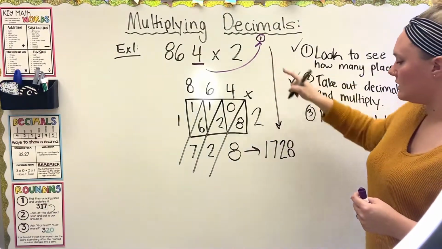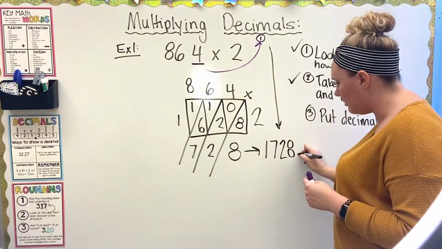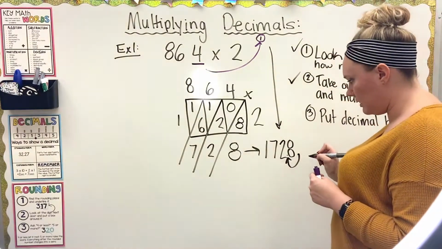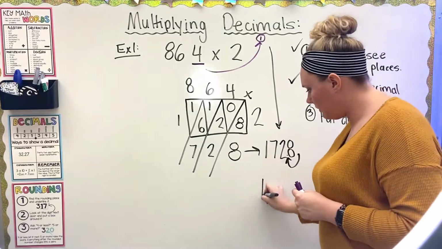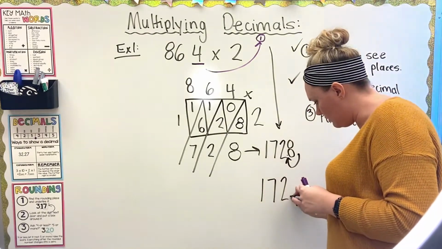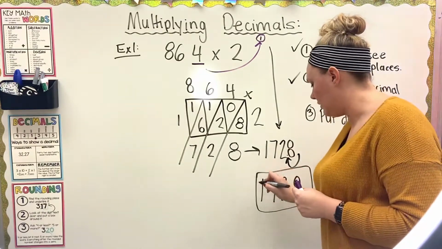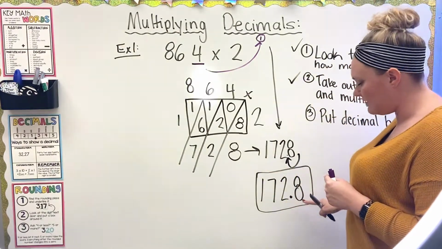Okay, so I stole 1, so that means I gotta put 1 back. So I always start back here, do however many jumps it says, and that is where my decimal is gonna end up. So I'm gonna rewrite it again, 172.8, and that should be our final answer, 172 and 8/10.